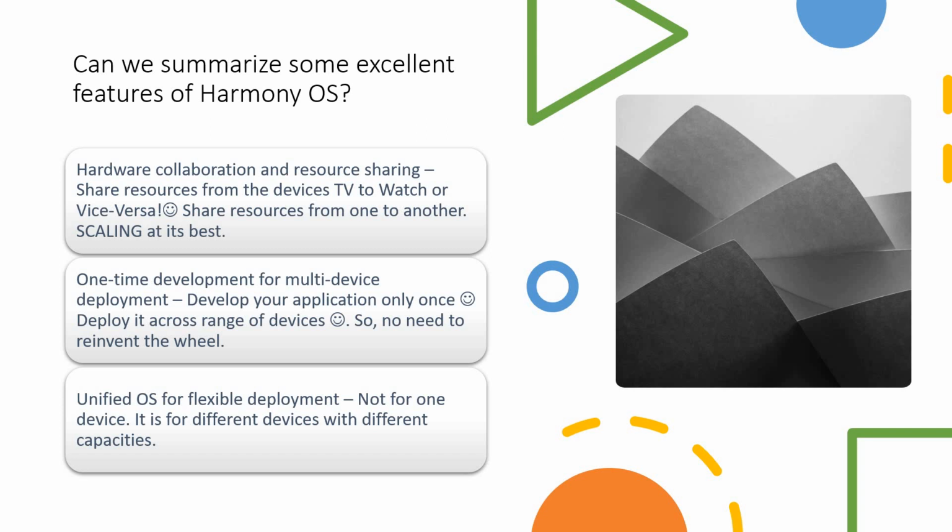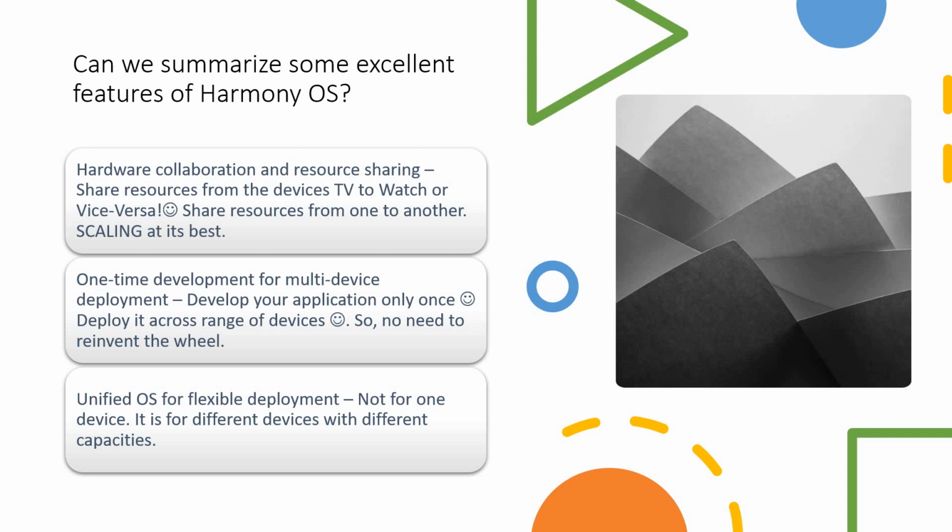Well, I'm going to talk about some of the excellent features. There are 3 features which I'm going to highlight, which you will be also very happy to know. The first is hardware collaboration and resource sharing. What do you mean by that? Very simple. I'm going to have an example here. I got a smart TV, I got a smartwatch. Now what I'm going to do is share resources from the devices, say from TV and watch and vice versa. You can share the resources from one to another.